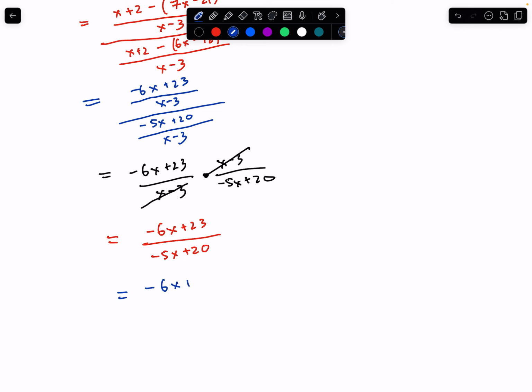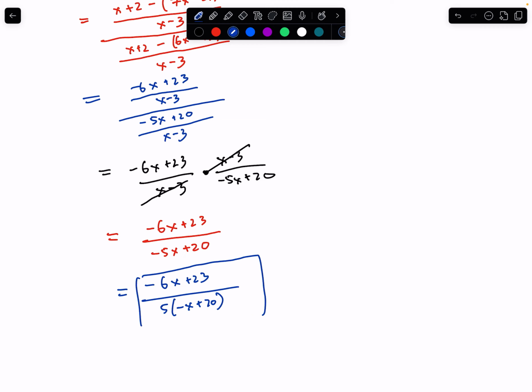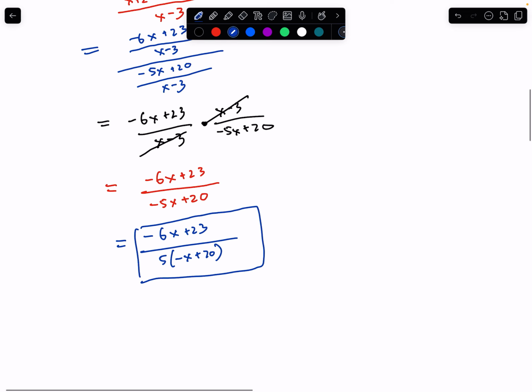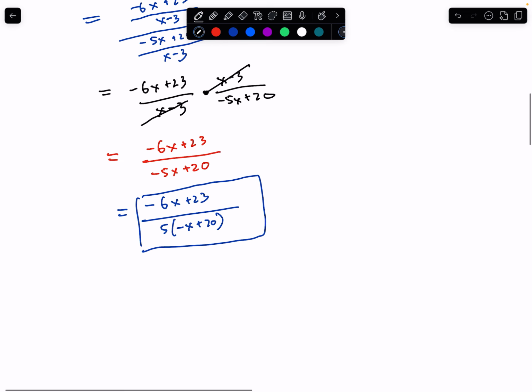Negative 6x plus 23 over 5. That would be negative x plus 20, right? Okay, that's one option. And I think this is okay. You have another option, equivalent answer, that's maybe slightly nicer. You notice that you have a negative 6x. You also have a negative x there.